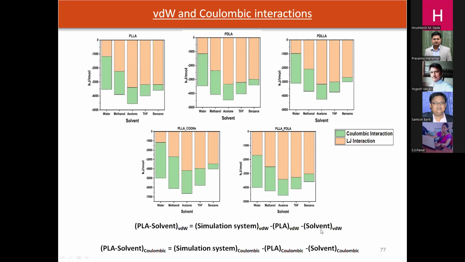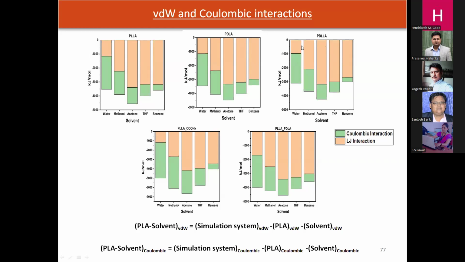interactions, so that's a formula which we would be using. We would be calculating the van der Waals energy for the entire system, and then we would be segregating the individual van der Waals interactions. So that would be the net interaction between PLA and solvent. That could be the way of analysis. Okay, similarly for Coulombic interaction.